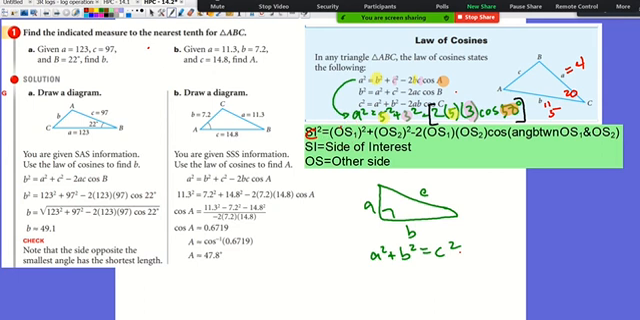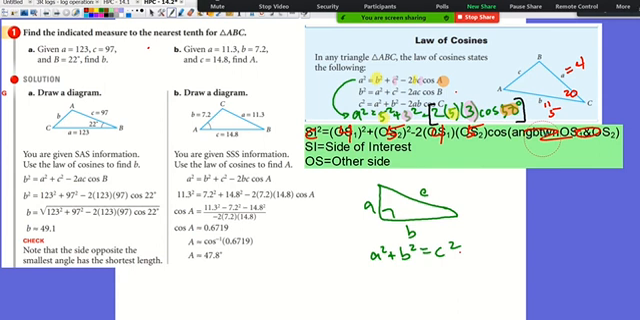Other side 1 could be 4 or 5. I'm going to call it 4. Other side 2 is 5. Again, copy down 4 and 5 here. The angle between is 20. Just plug that into your calculator. So it works with any side of interest that you're trying to find.